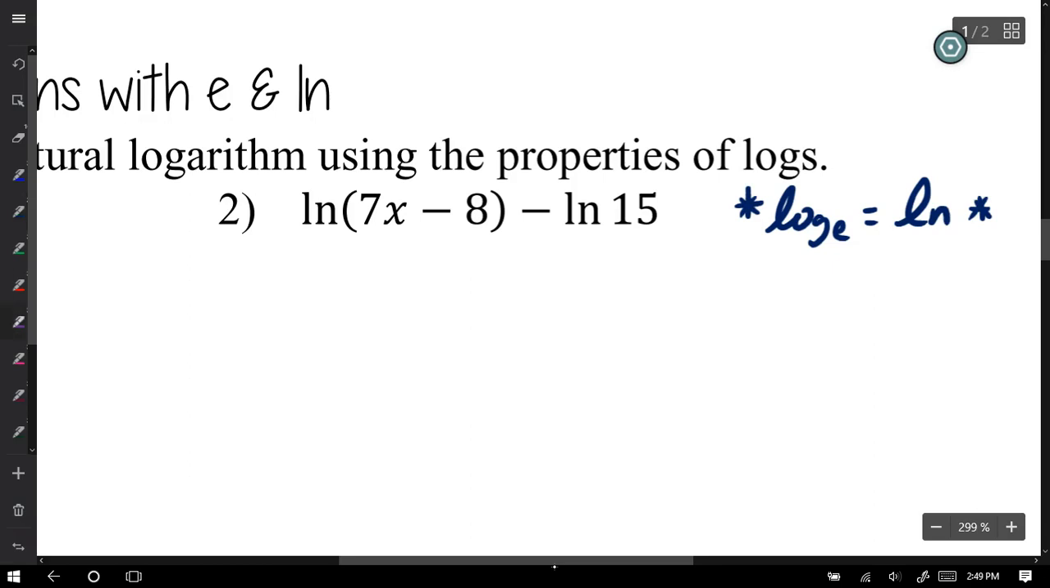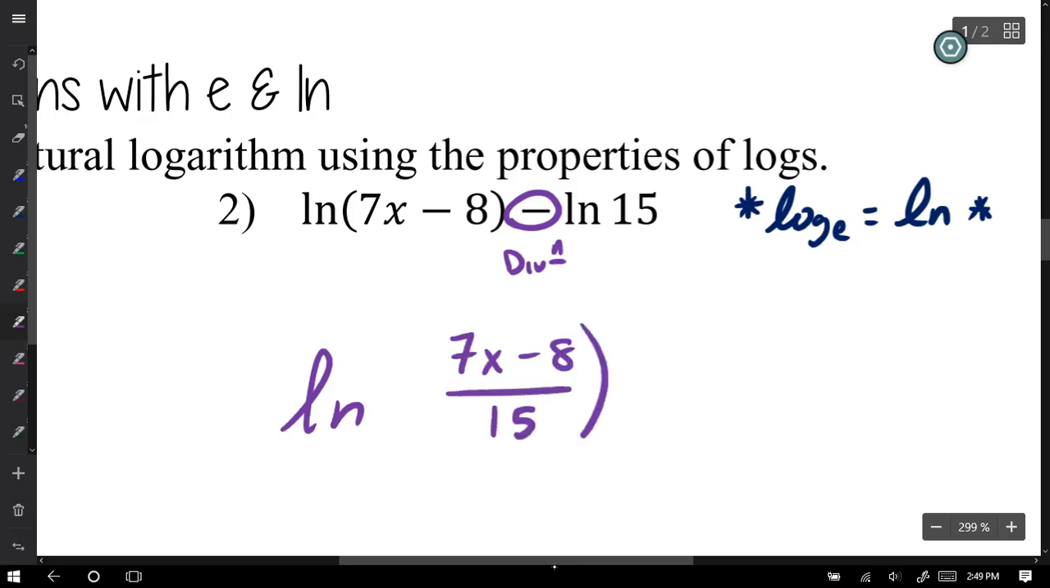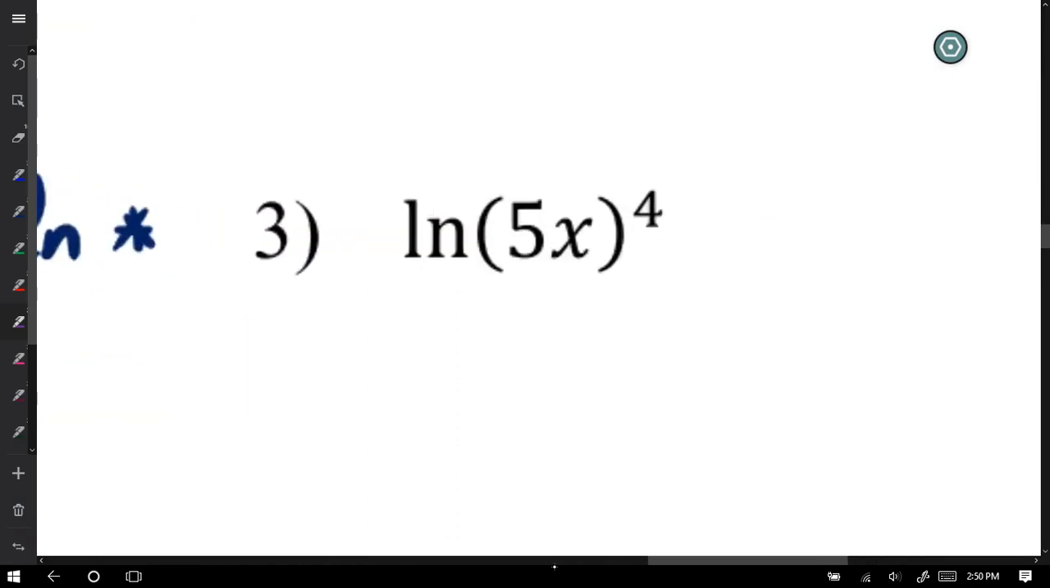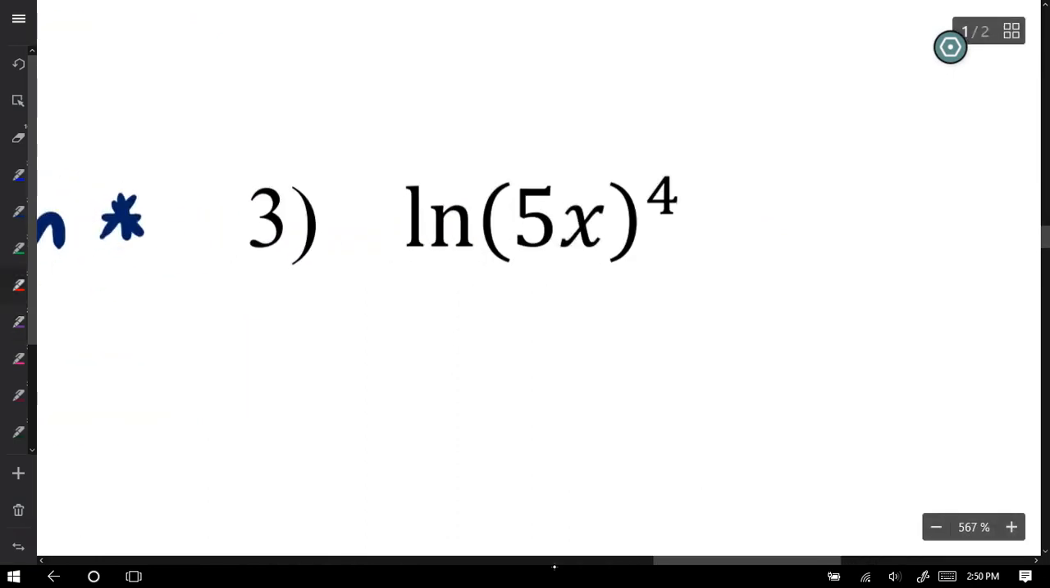So I'm subtracting logs, which means quotient rule. You're doing division. So ln of 7x minus 8 over 15. Done. That's it. I'm good. Nothing to see here. Can't do anything else. I just want to write it as a single log using my properties of logs. That's all. You could also, and I can allow this, maybe put an e down there and make you feel a little bit better because you see the base. I don't know.